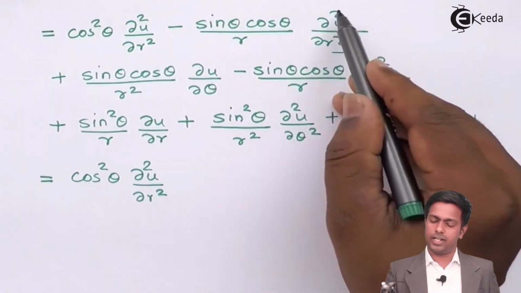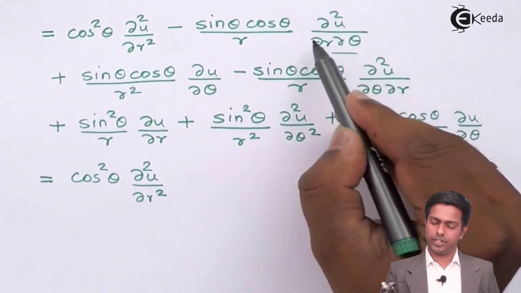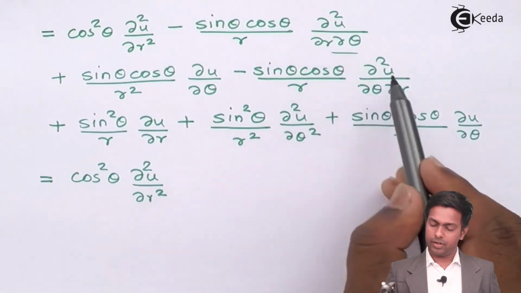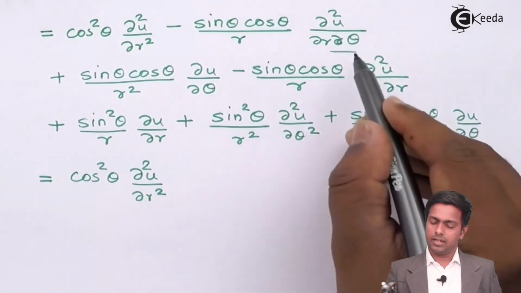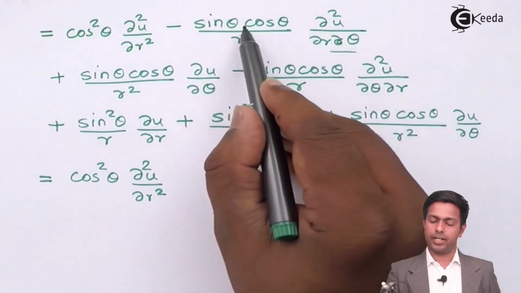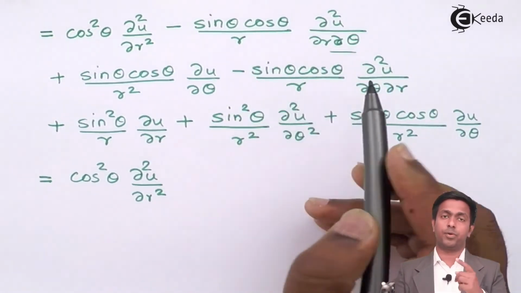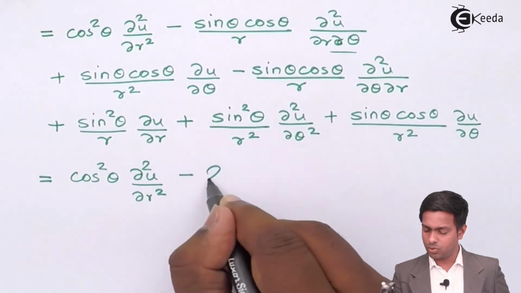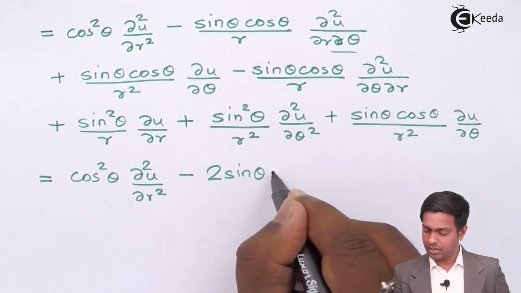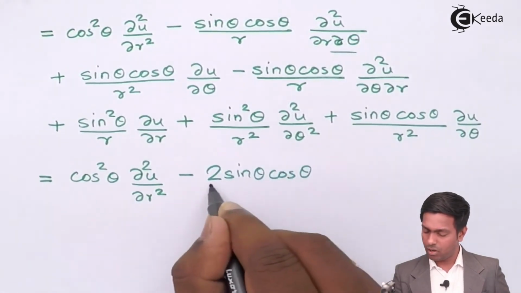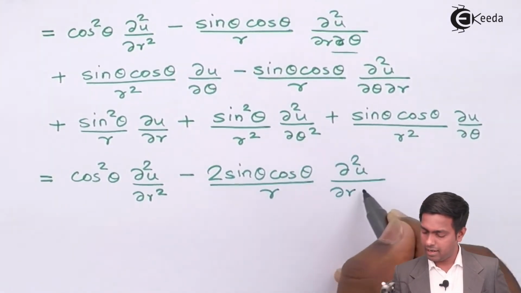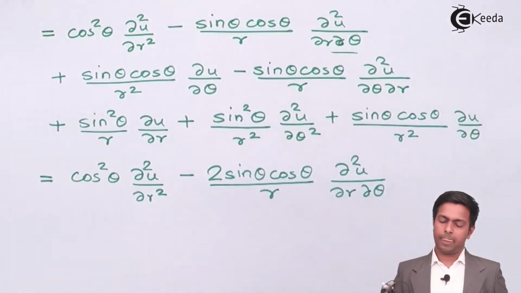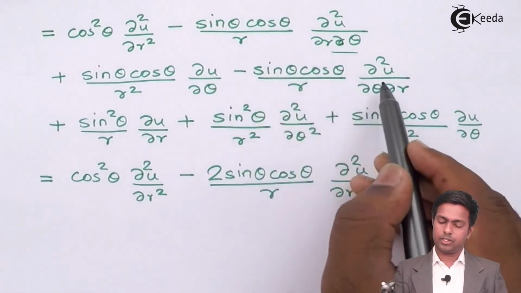Next, this is a term of del square u by del r del theta, which is present here too. Now guys, here the coefficient is also the same, so that will become 2 times. So minus 2 times sin theta cos theta upon r del square u by del r del theta. So these two terms are done.